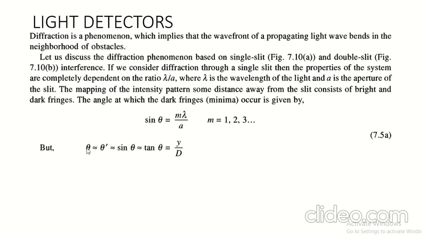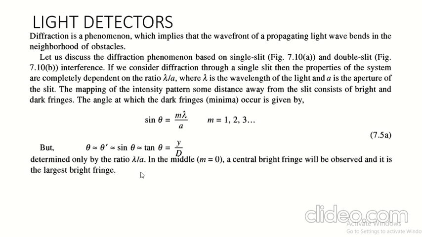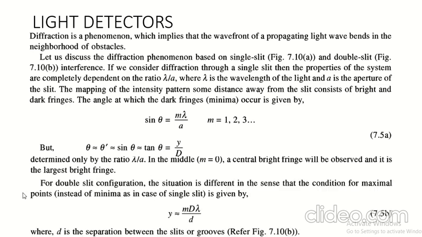Theta is almost equivalent to theta dash, which is almost equivalent to sin theta, and which gives tan theta equals y by d, determined only by the ratio lambda by A. In the middle, m equals 0. A central bright fringe will be observed, and it is the largest bright fringe.